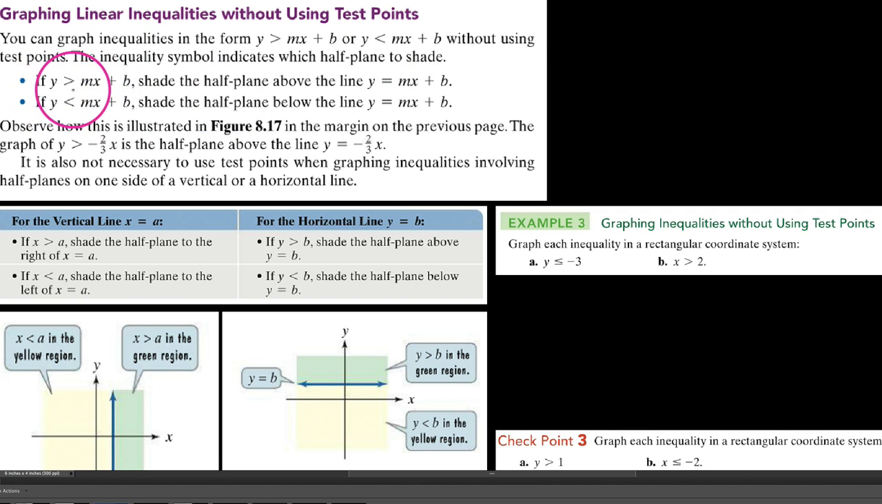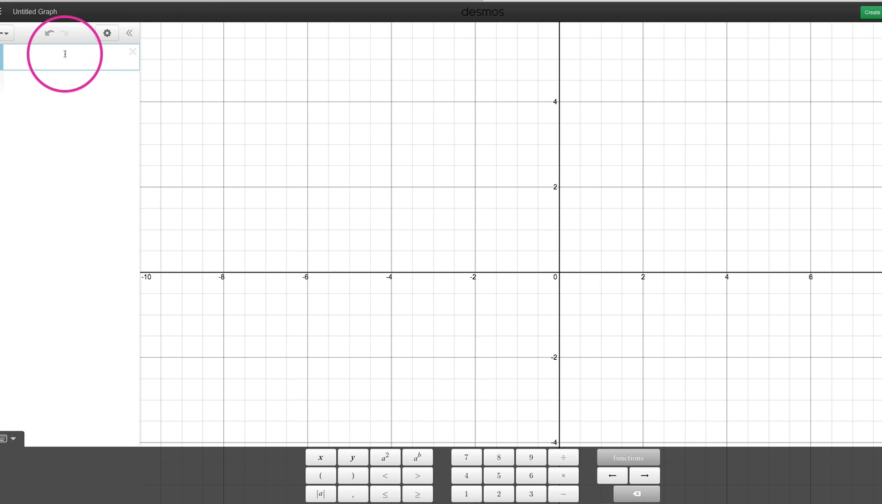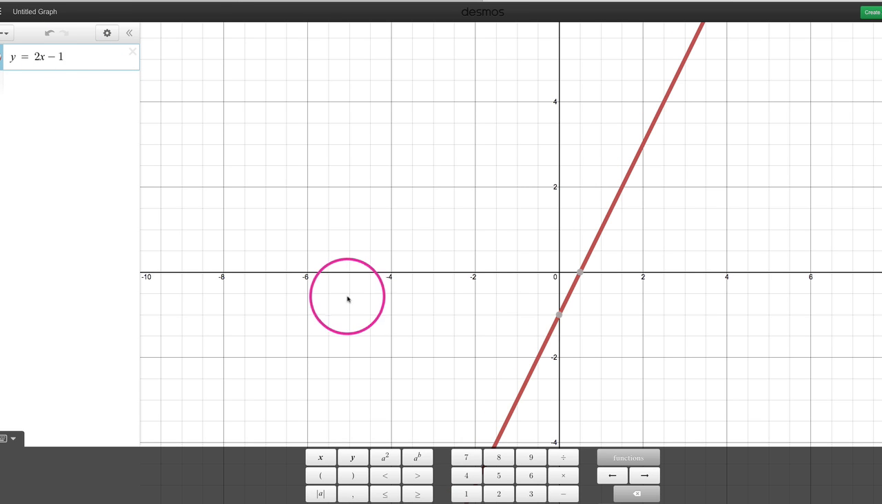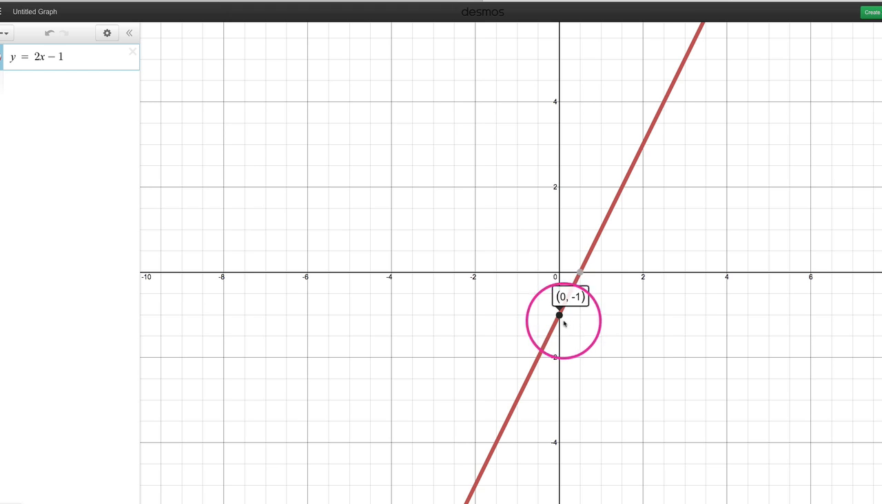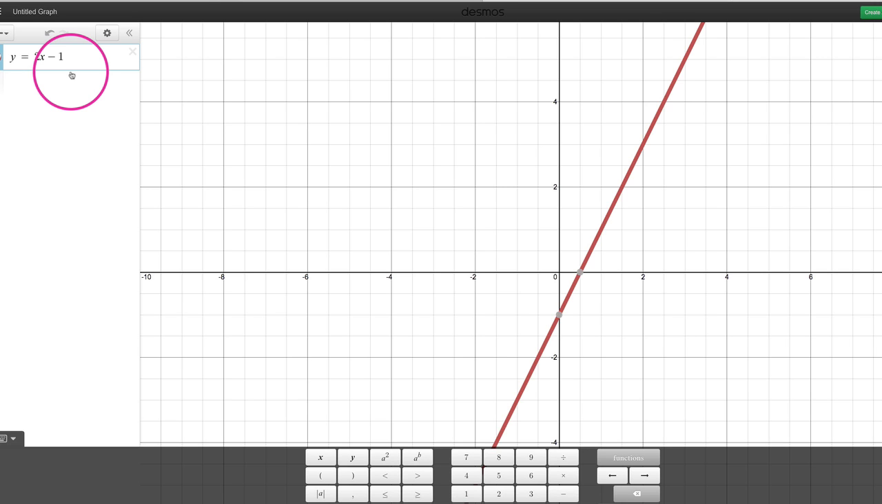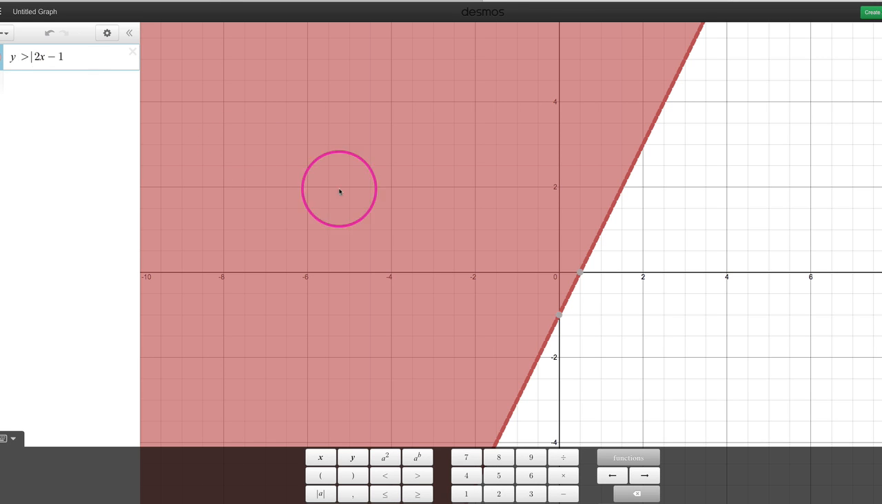It says that if y is greater than mx plus b, then we're going to shade the half plane above the line y equals mx plus b, and if it's less than, then we'll shade below. Just to illustrate this, if we said y equals, how about 2x minus 1? Of course, I know that this would have a y-intercept of -1 and a slope of 2, so it rises 2, runs 1 here. But you could see that if we were to change this equals to instead a greater than, then you can see a couple things here.